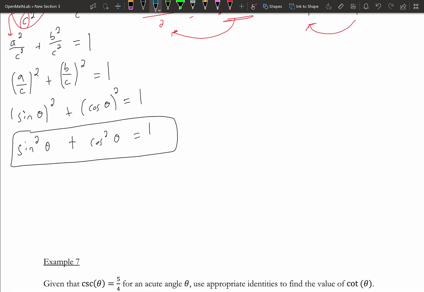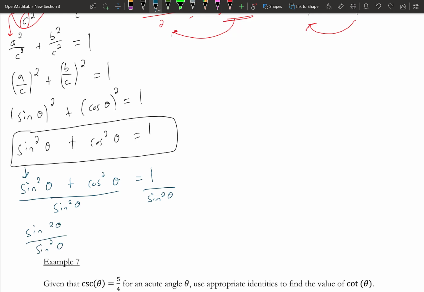So let me do this one in blue. Let me just write down this Pythagorean theorem that we just established. Let's say I want to make this part equal to 1. Then what I could do is divide both sides by sine squared theta. So this would become sine squared theta over sine squared theta plus cosine squared theta over sine squared theta equals 1 divided by sine squared theta.